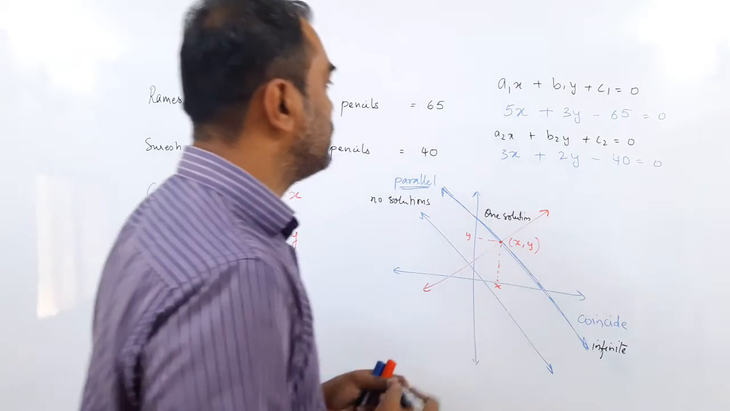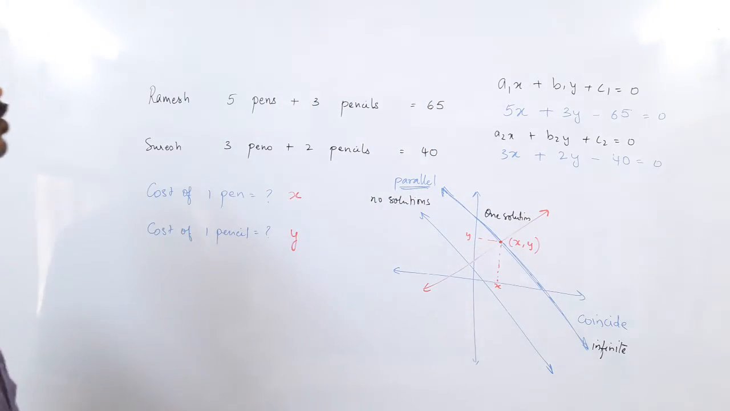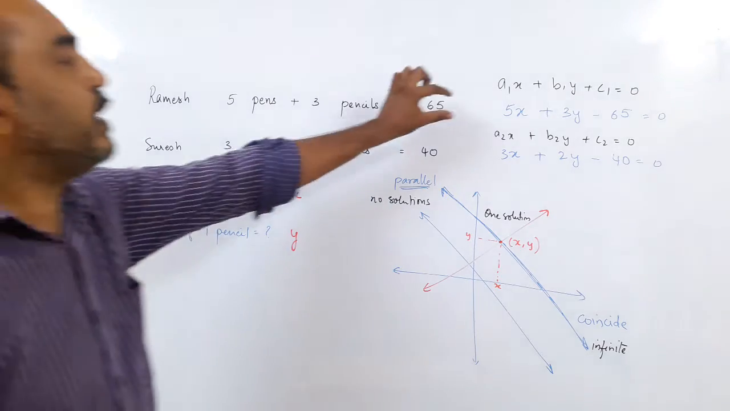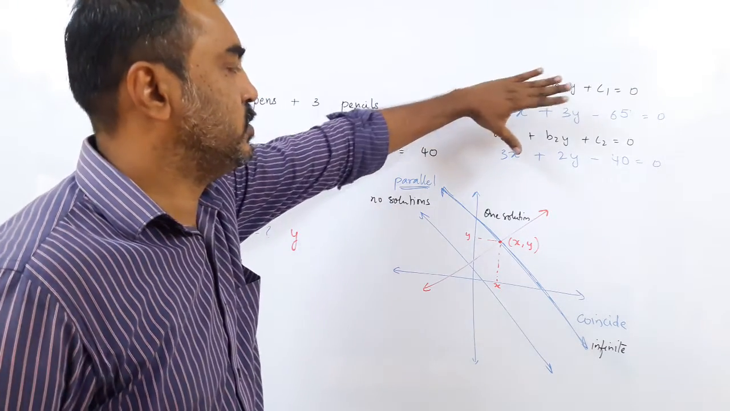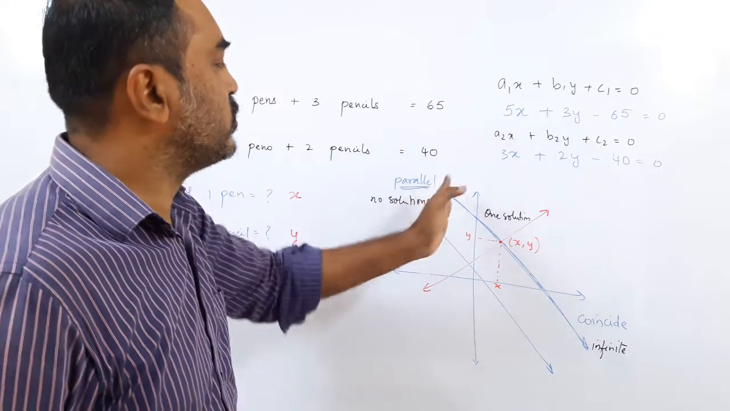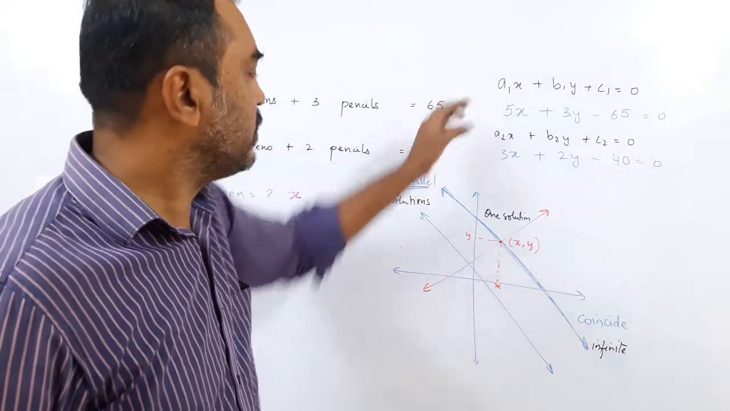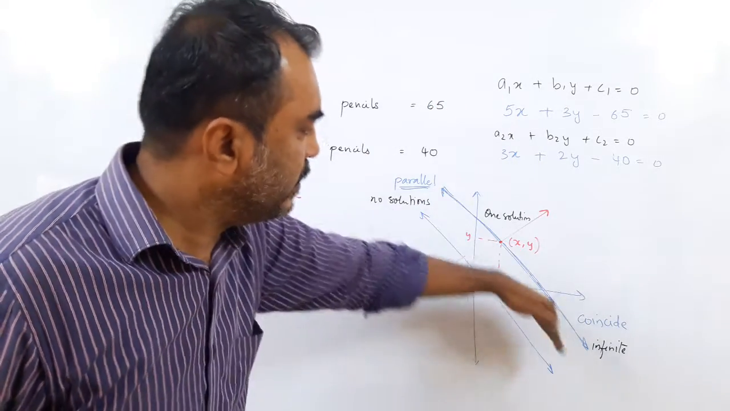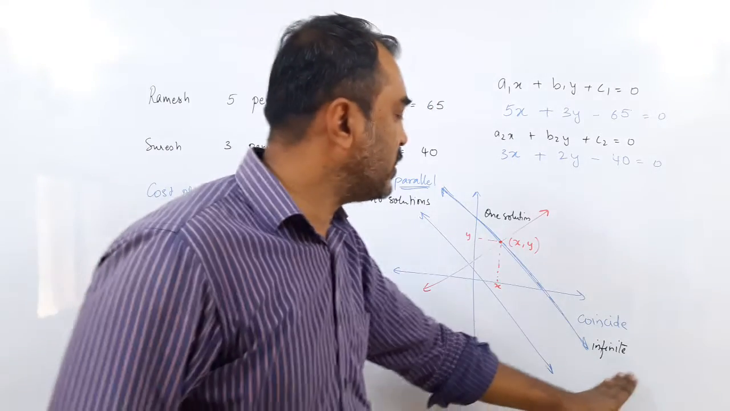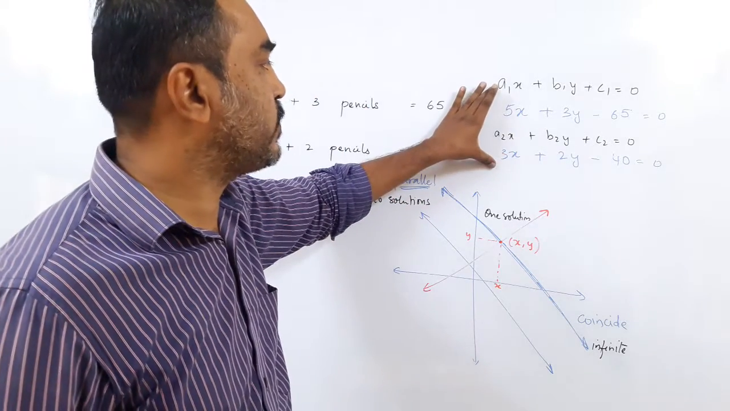So see the possibilities. What have you understood so far? When there are two variables, one equation will give you infinite solutions. There are infinite points on this line, and infinite points on this line. But if these lines are coinciding, then all the points are common. There will be infinite solutions, so you'll never know the exact price.